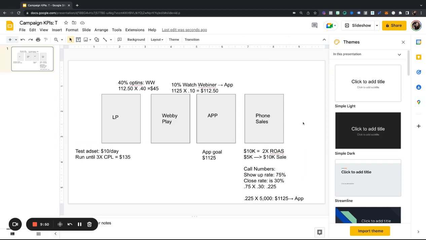This is just testing. These are just test numbers. These numbers are going to get better. That's why we optimize. But we cannot go into this ad campaign with unrealistic expectations of what we need to happen. Too many of you guys are doing that.